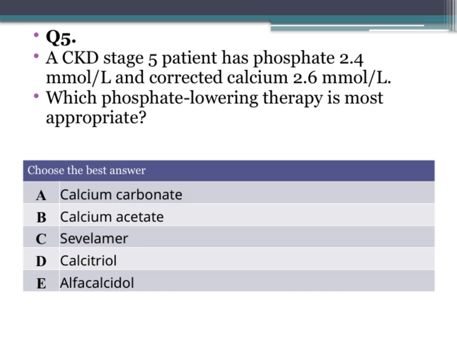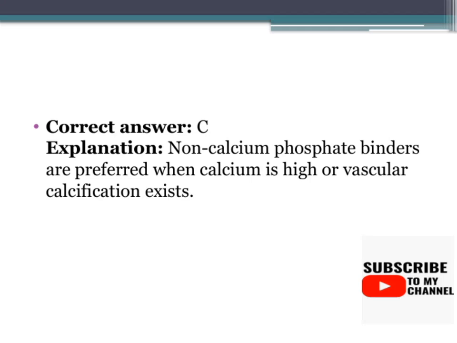It effectively reduces phosphate without increasing calcium levels, aligning with the goal of balanced mineral management in CKD. The correct answer here is C when managing phosphate levels, especially in patients with certain complications. The choice of phosphate binder is crucial.